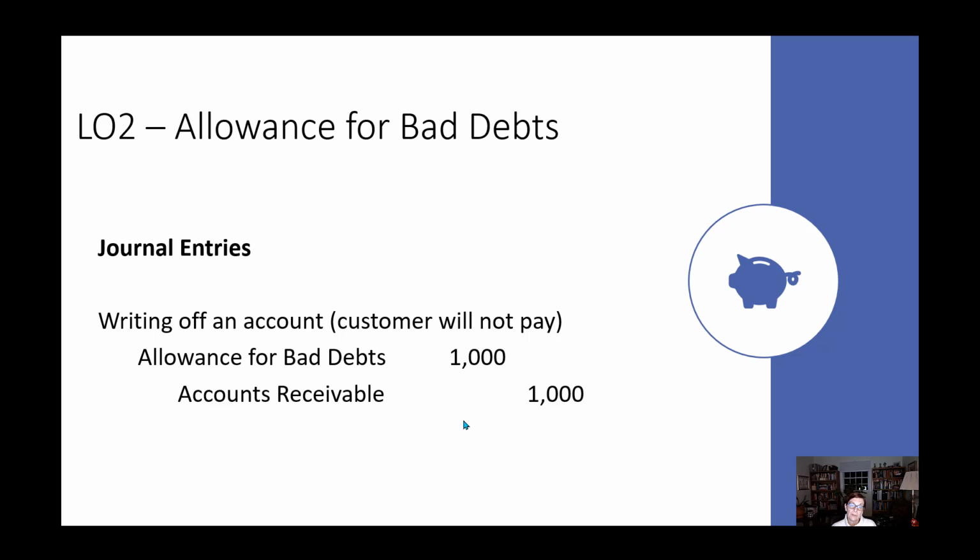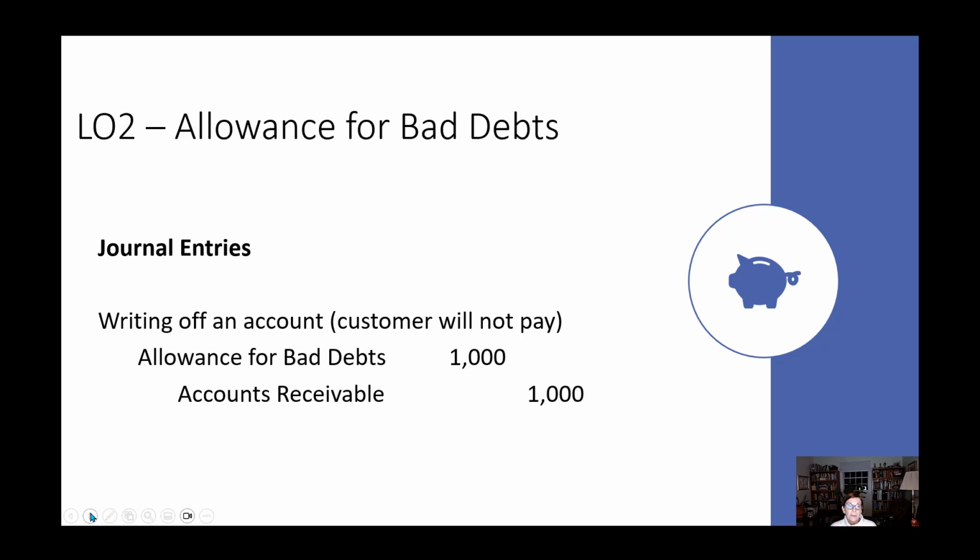Now, if it turns out that a customer actually is not going to pay the company, and they know or they believe the customer will not pay them, they write the account off. So they're going to debit the allowance, because that's what the allowance is set up for. The allowance is an estimate of what you think you're not going to collect. And then you credit accounts receivable because you don't have the receivable anymore. It's gone away, right? We're not going to collect that money from the customer.